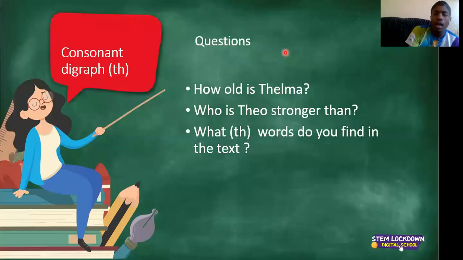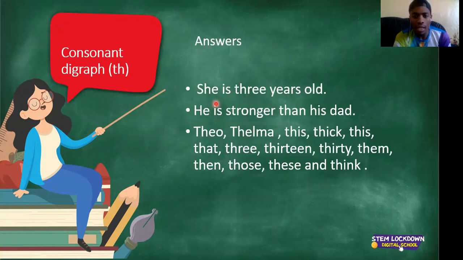How old is Thelma? Who is Theo stronger than? What words do you find in the text? Thelma is 3 years old. Theo is stronger than his dad.